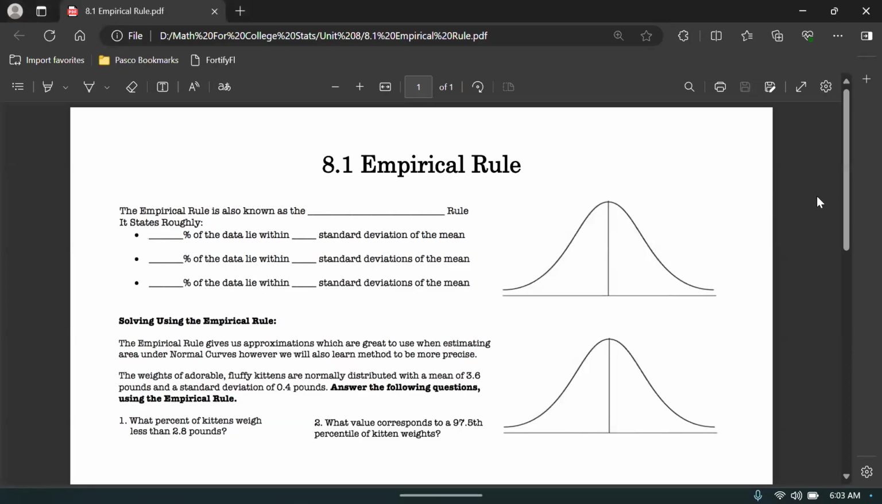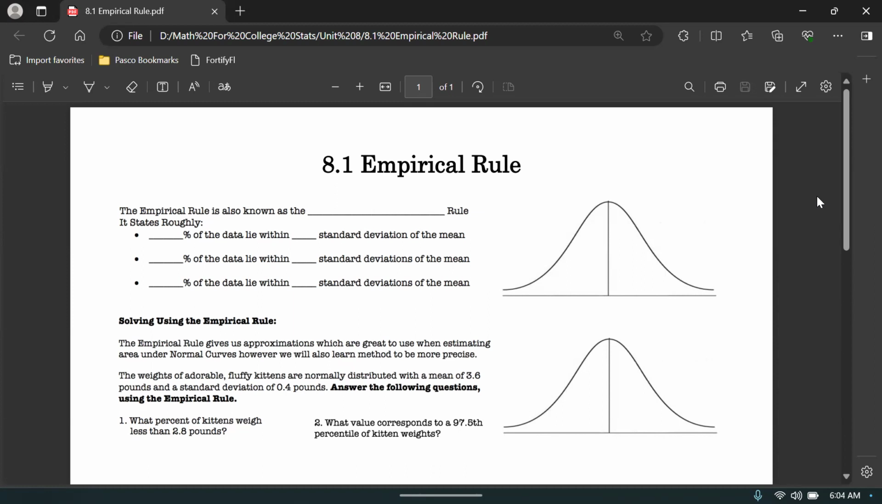Hello, everyone. Welcome to Unit 8. We're going to talk about the normal distribution in this unit. Probably one of the most vital parts of any statistics course is learning about the normal distribution. So let's start. We're going to learn what the empirical rule is.